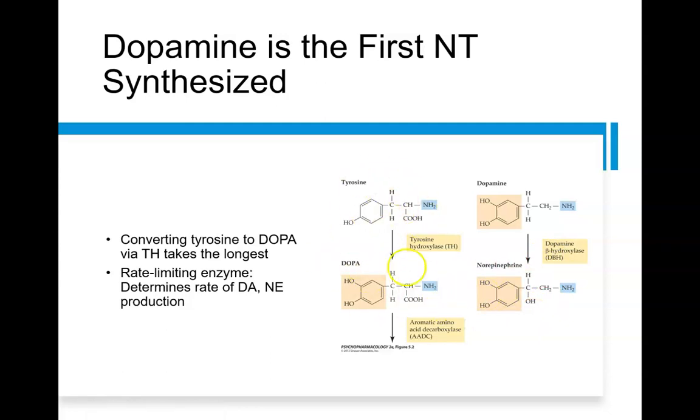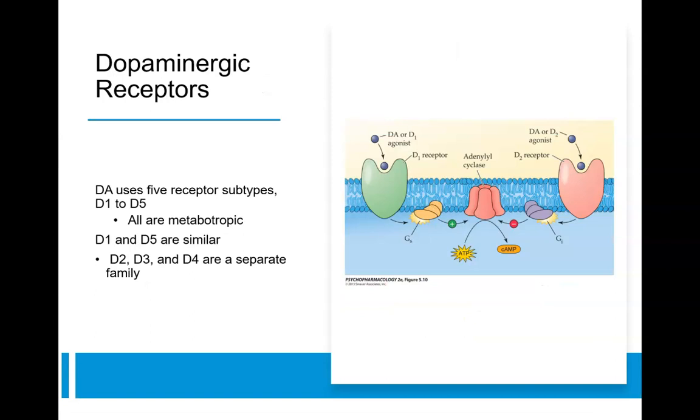So converting tyrosine to dopa is what takes the longest step. Tyrosine hydroxylase is basically what's called the rate-limiting enzyme. So basically, how much dopamine and norepinephrine you are able to produce ultimately depends on how much tyrosine hydroxylase you have in your system. So this is what's called a rate-limiting enzyme. It's basically going to determine the rate of dopamine and norepinephrine production.